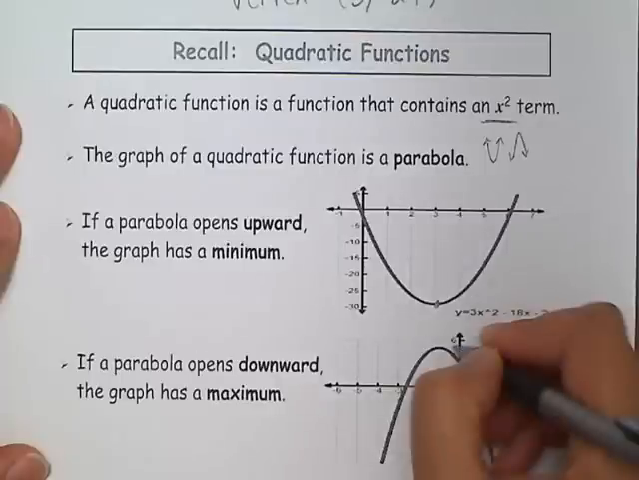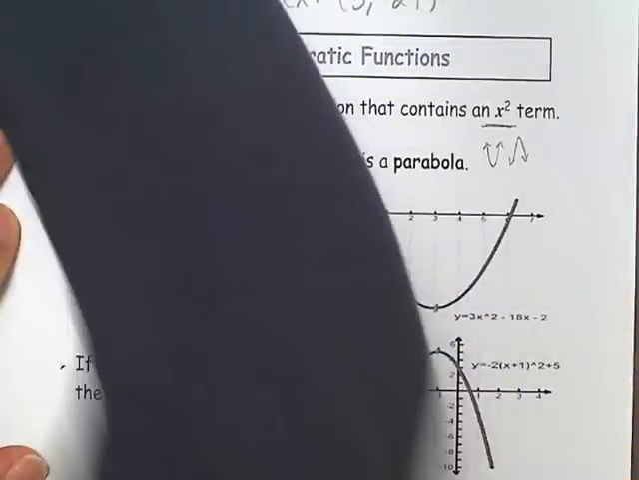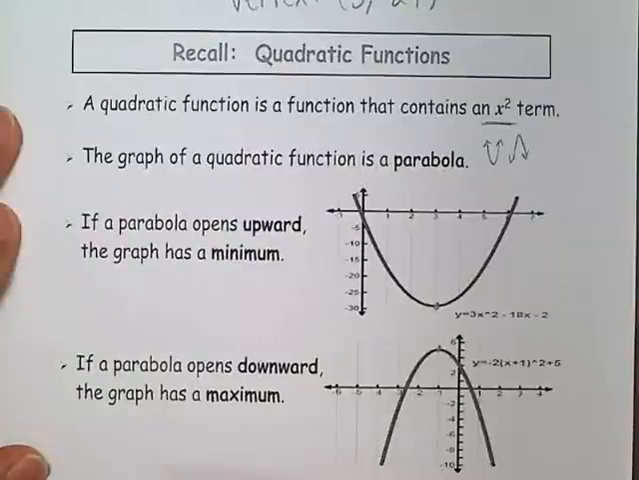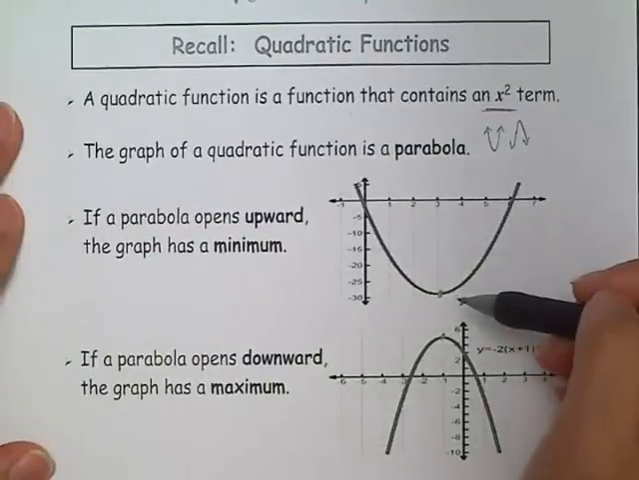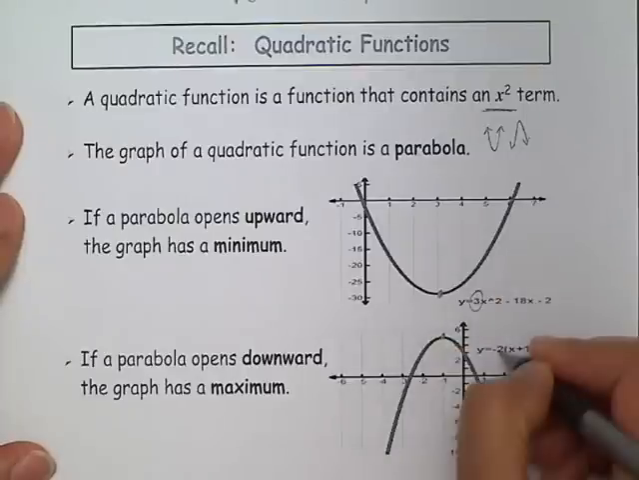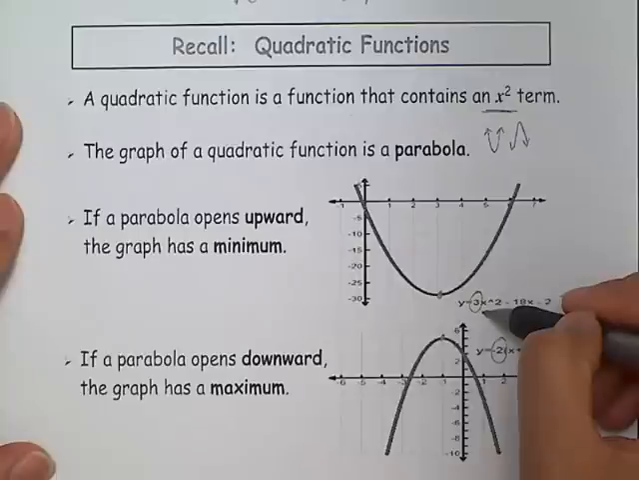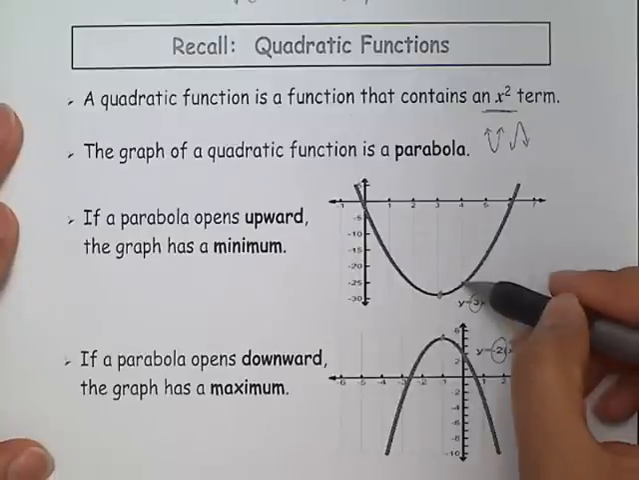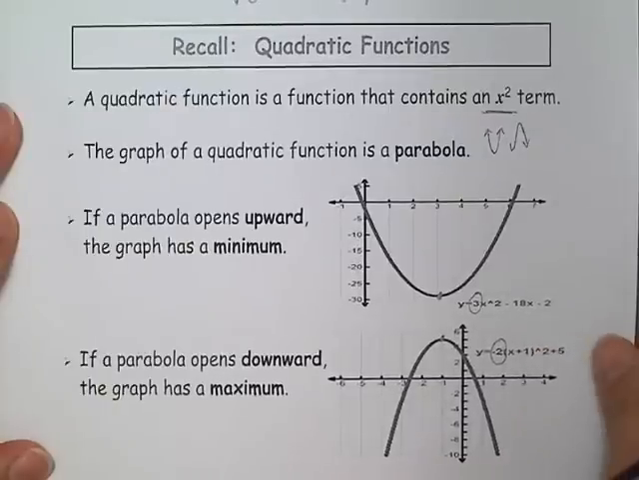So here is an example of a parabola that opens down. Just to remind you, the way you can tell whether there's going to be a maximum or a minimum is by looking at the coefficient of the x squared term. If the coefficient of the x squared term is positive, you know the graph is going to open up, which means there will be a minimum. If the coefficient is negative, the graph is going to open down and you would have a maximum value instead.